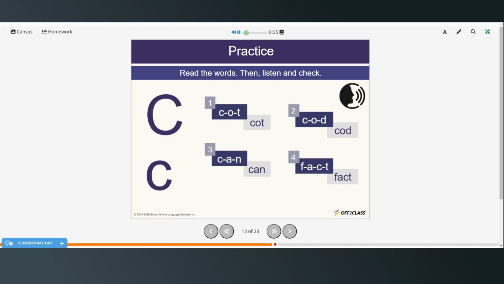k, o, t, caught. k, o, d, cod. c, a, n, can. f, a, k, t, fact.